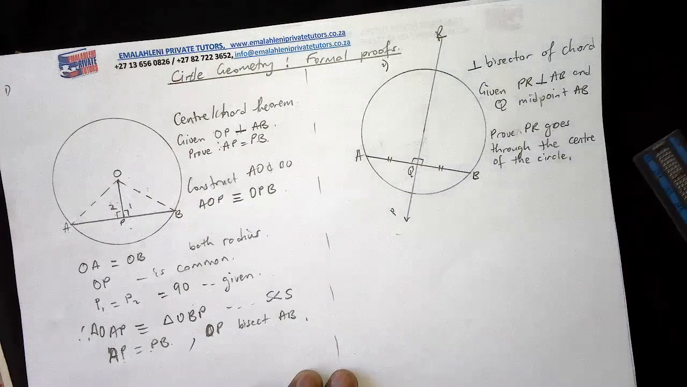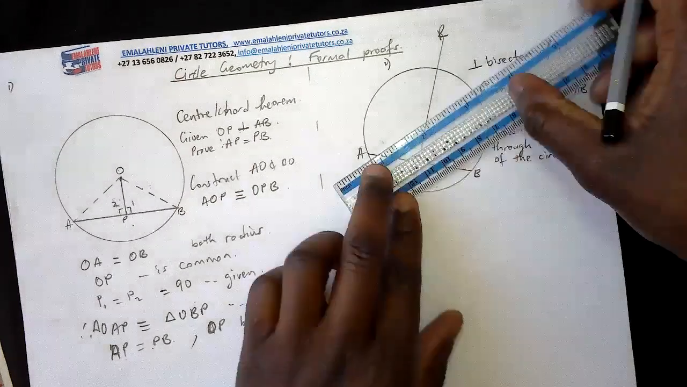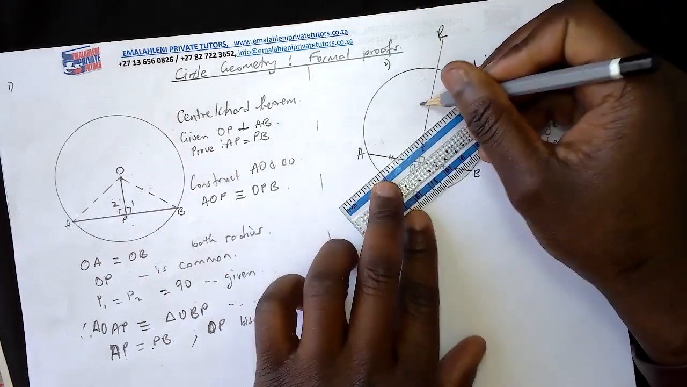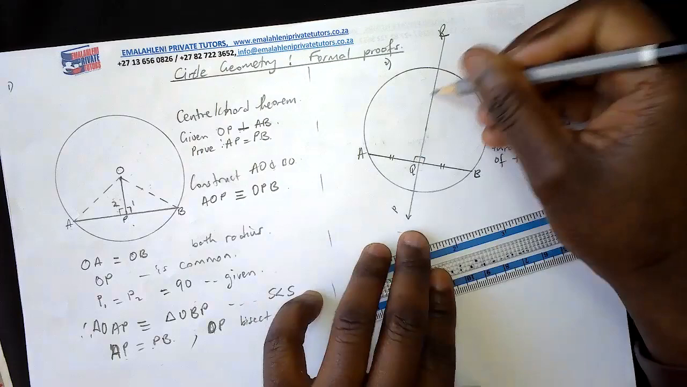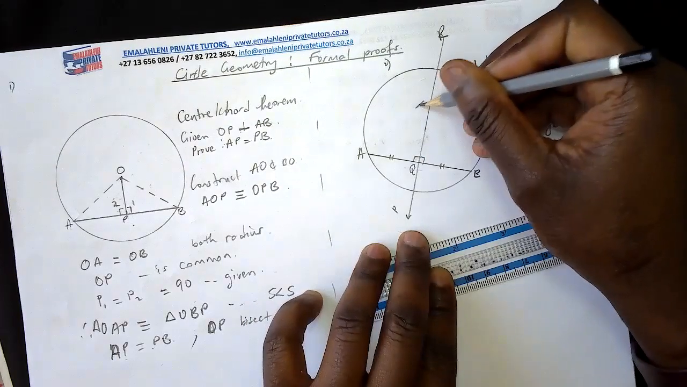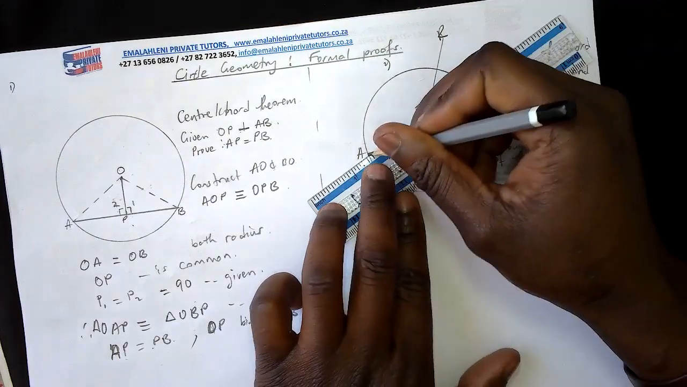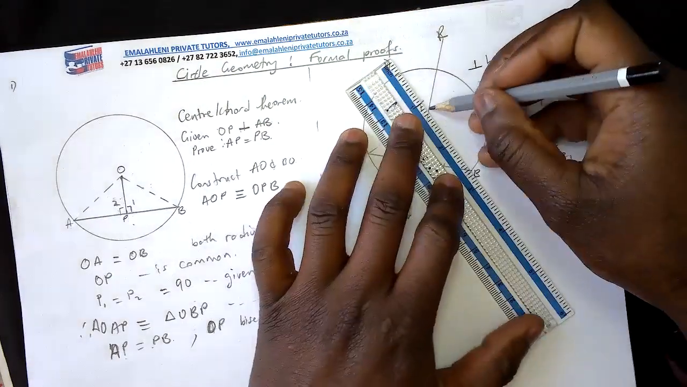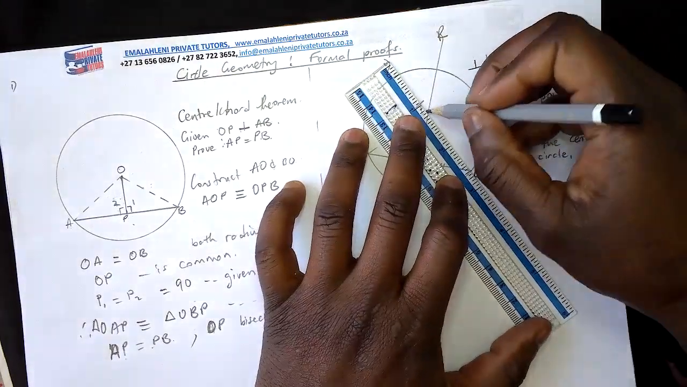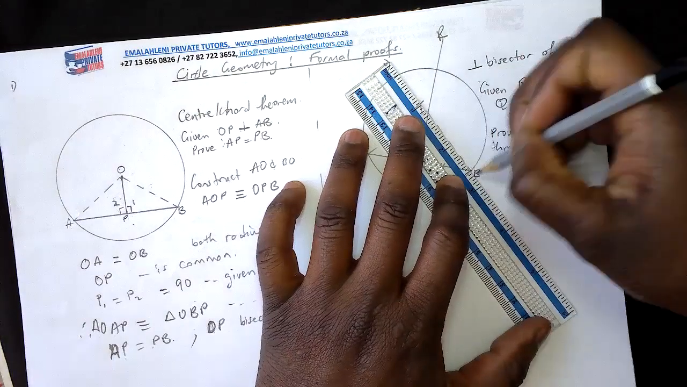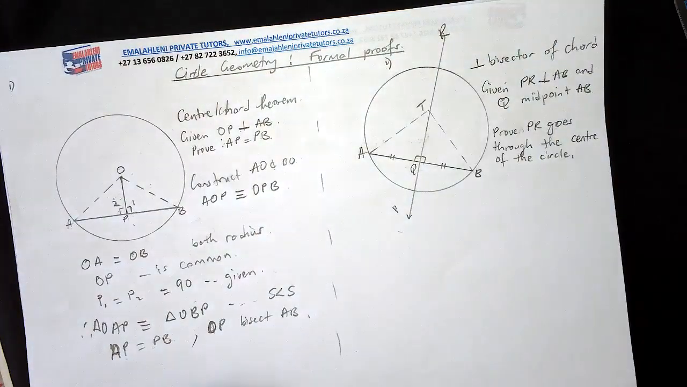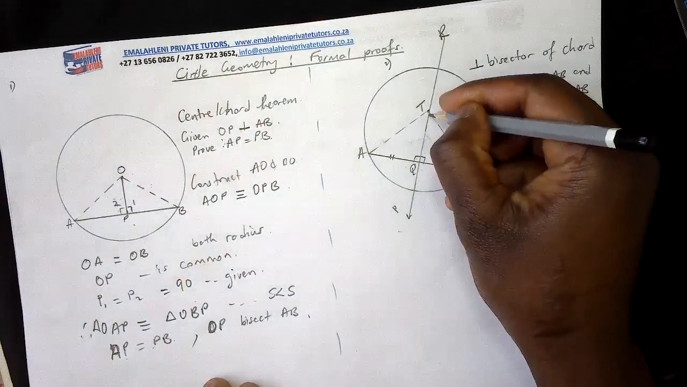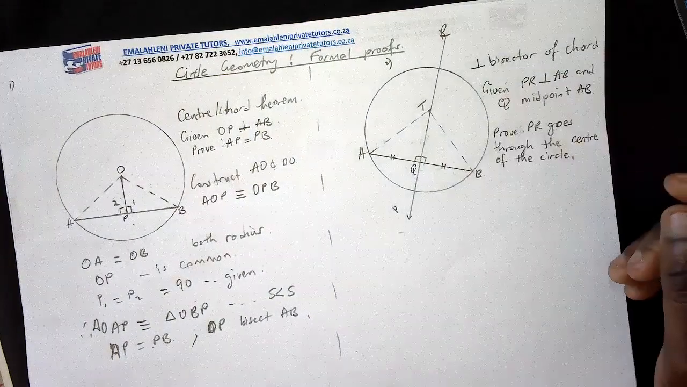So for it to pass through the center, again, we construct from any point. You can just put any point. Maybe you can put even T. So we're going to have T. Again, you want to prove that this line passes through the center. We want to prove that it passes through the center.